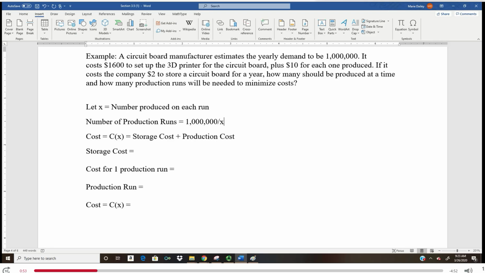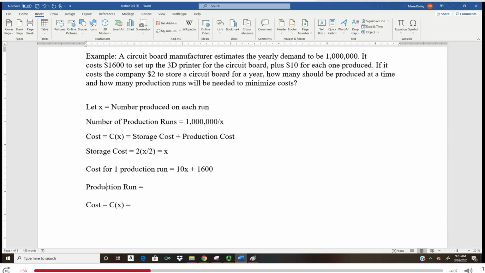Now the cost function is going to come from the storage cost plus the production cost. The storage cost is $2 to store a circuit board for a year. On average, and this is always going to be the case, it'll be X over 2 units on hand. So 2 times X over 2 is just X. Now the cost for each production run is $10 for each circuit board produced, so that's 10X, our variable cost, plus the $1,600 for setup fees for that production run.